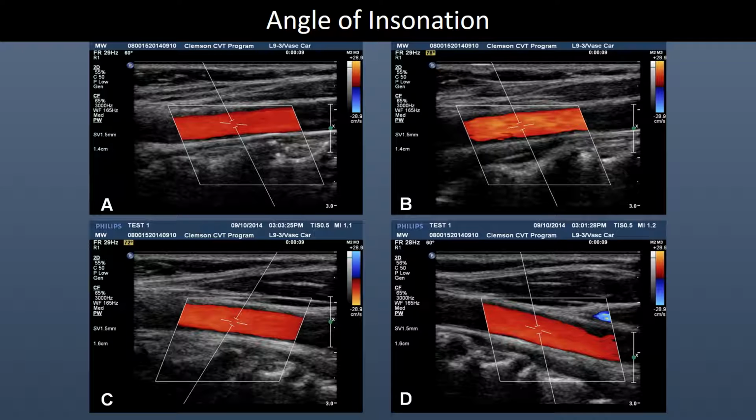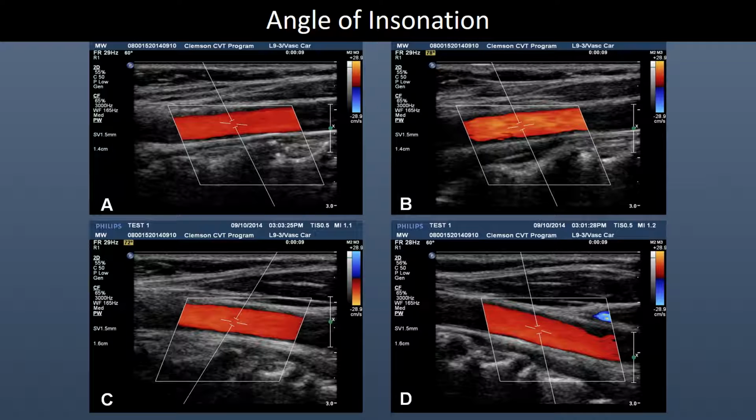C image, once again, although they have adjusted the cursor angle of insonation to be parallel with the wall, it's still 72 degrees. Once again, you want it to be 60 degrees or lower because anything higher than that is going to be grossly inaccurate. In this situation, you would steer the beam in the opposite direction and readjust the angle of insonation to be 60 degrees or lower.